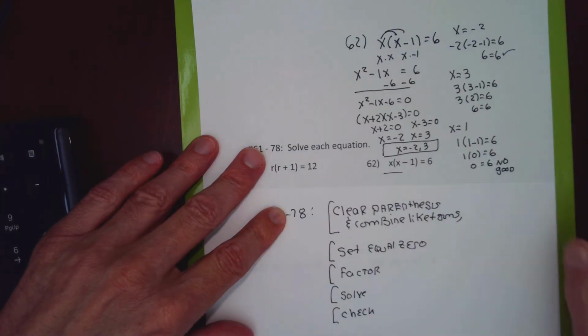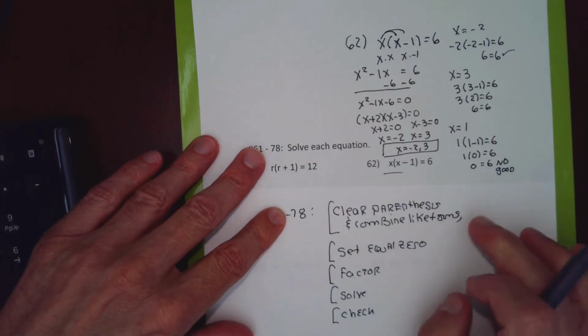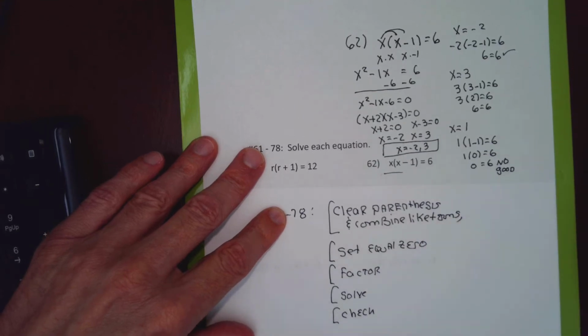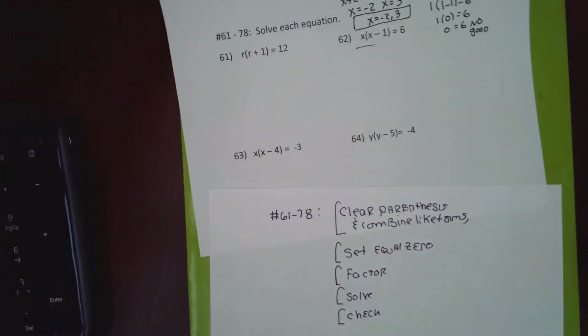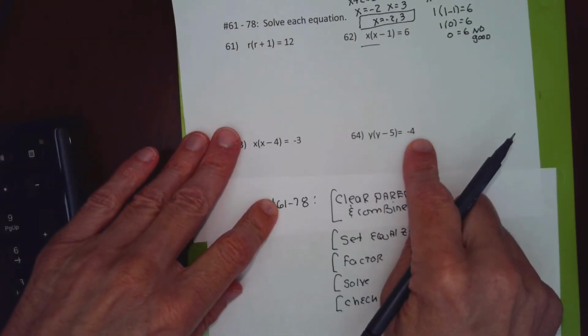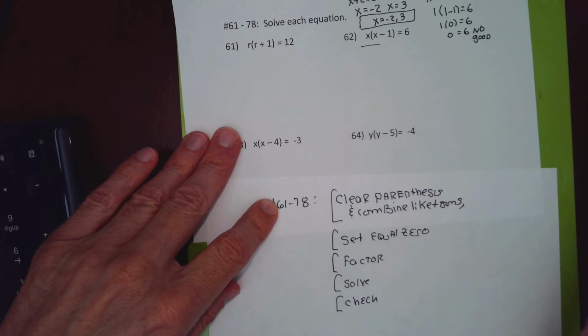So I followed my steps perfectly: cleared the parentheses, there weren't any like terms to combine, set equal to 0, factor, solve, and check. I'll do that for all of these. I'm going to do the same for 64. The left side is factored. If the right side was 0, the answers would be 0 and 5.